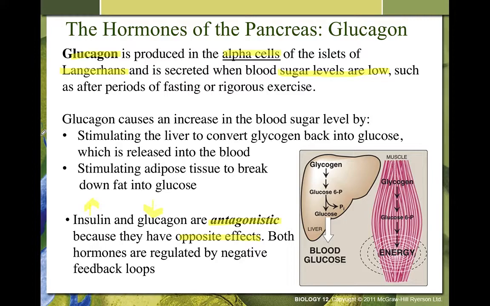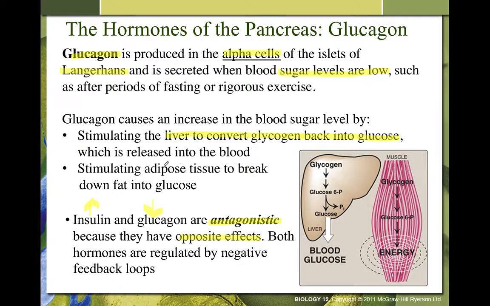Once glucagon is released, the way that it affects our liver is that it causes your liver cells to take all that stored glycogen and convert it back into glucose. So it makes it available, that way it can leave the cell, go back into the bloodstream, and replace the glucose that was lost. A time when your blood sugar levels may drop really low would be after any type of rigorous exercise, or if you have skipped a meal, so you haven't eaten in an extended period of time.